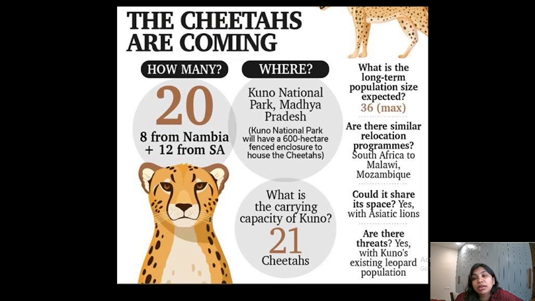Okay, as we have seen, initially we want to bring 20. We got 8 from Namibia and 12 from South Africa, 8 to receive. So where are we getting them? Kuno National Park in Madhya Pradesh. And see, the capacity of this Kuno National Park, as estimated, is around 21 cheetahs. They are expecting that over time it will handle 36.